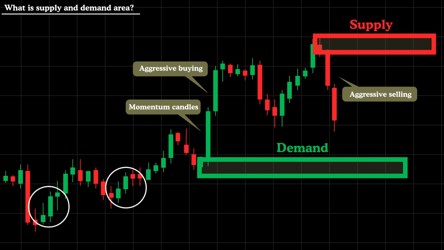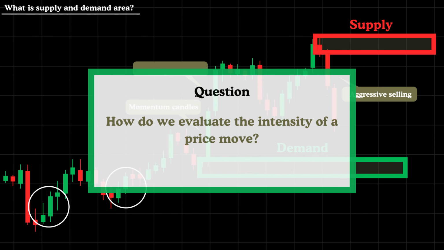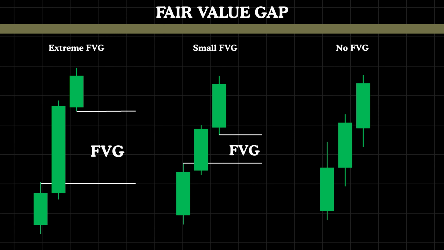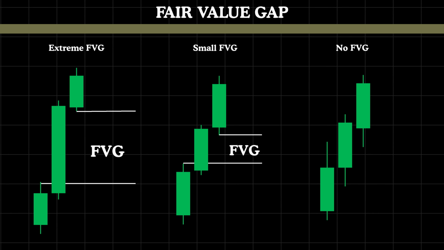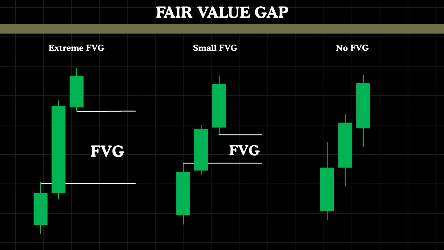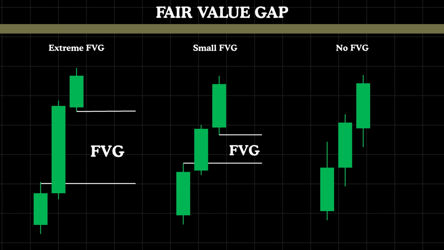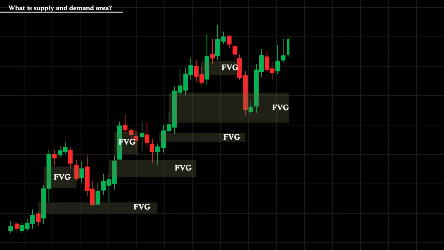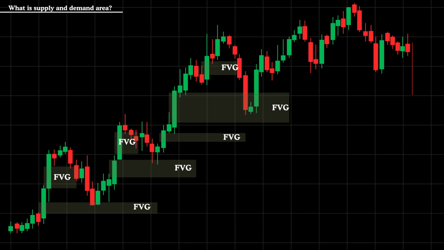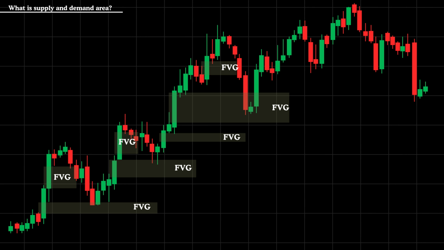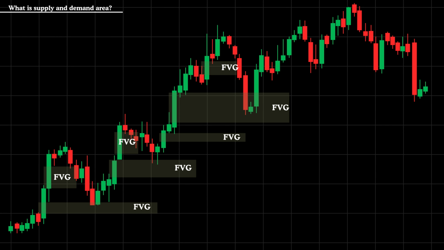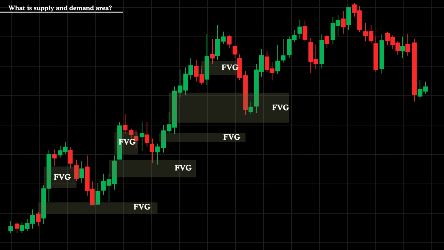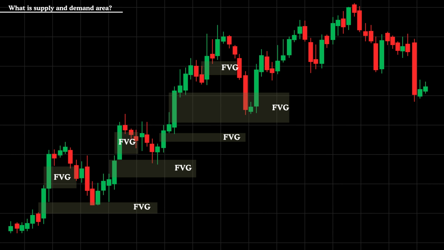So, how do we evaluate the intensity of a price move? We assess this by spotting fair value gaps on the chart. A fair value gap is the distance between the wicks of the first and last candle in a 3-candle formation. The wider the gap, the stronger the price momentum. These gaps represent a temporary imbalance between buying and selling pressure, highlighting that a significant volume of money has entered the market. Price usually revisits these zones to execute the pending orders left unfilled, thus restoring price balance.